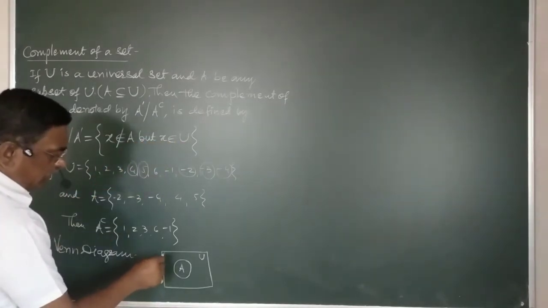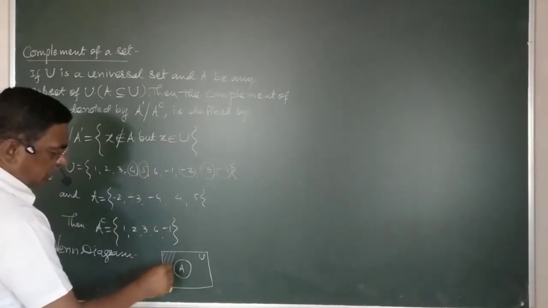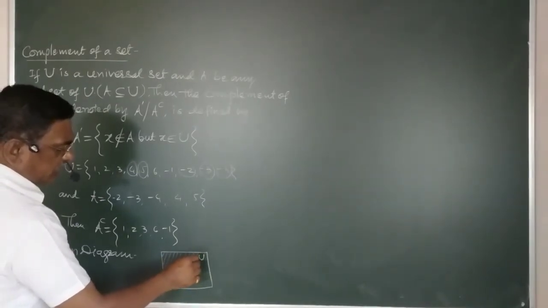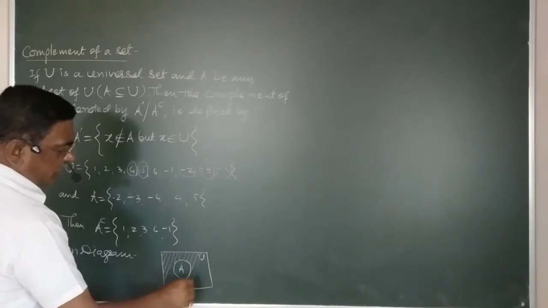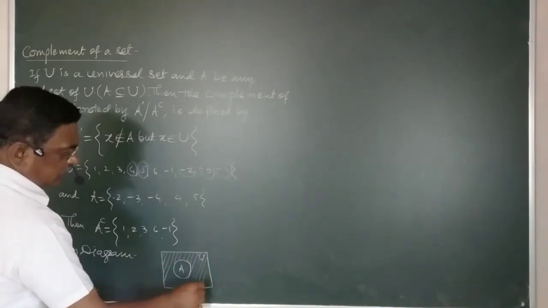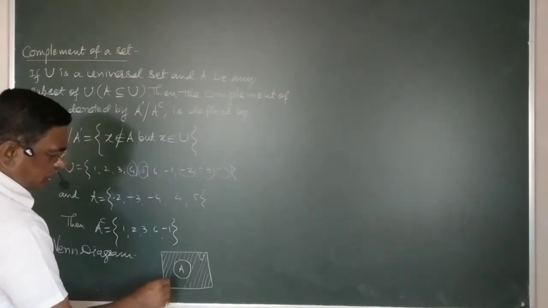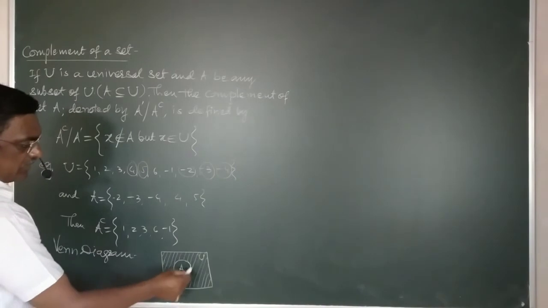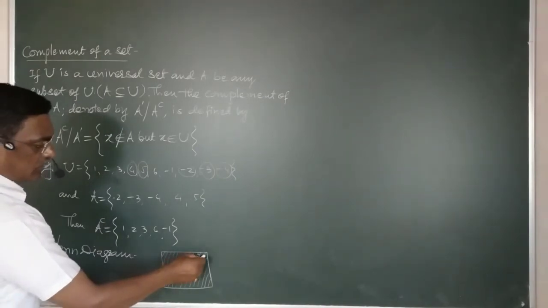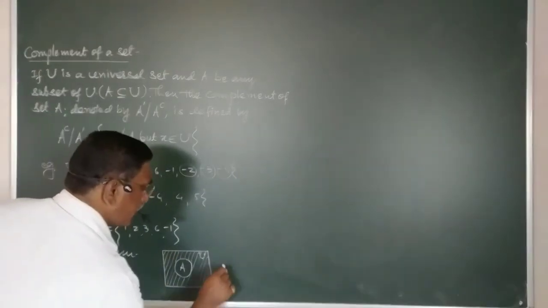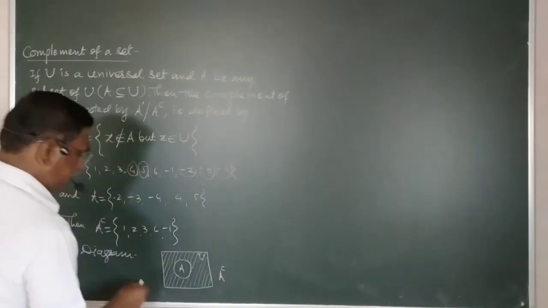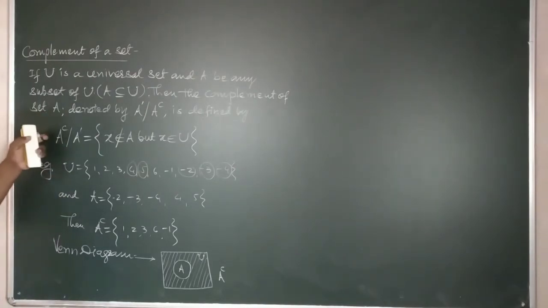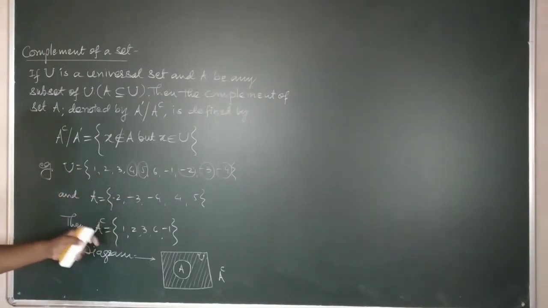Means what? All the elements which are outside this A are the elements of what? A complement, right? This one there. This is your A complement. The elements belonging to A are not considered. This is nothing but A complement. Okay, this is the Venn diagram for the general definition, not for this one.